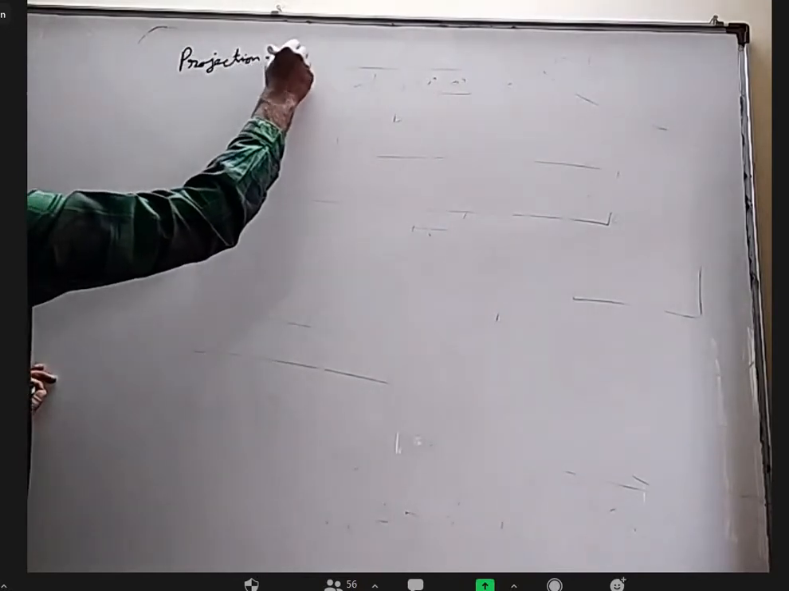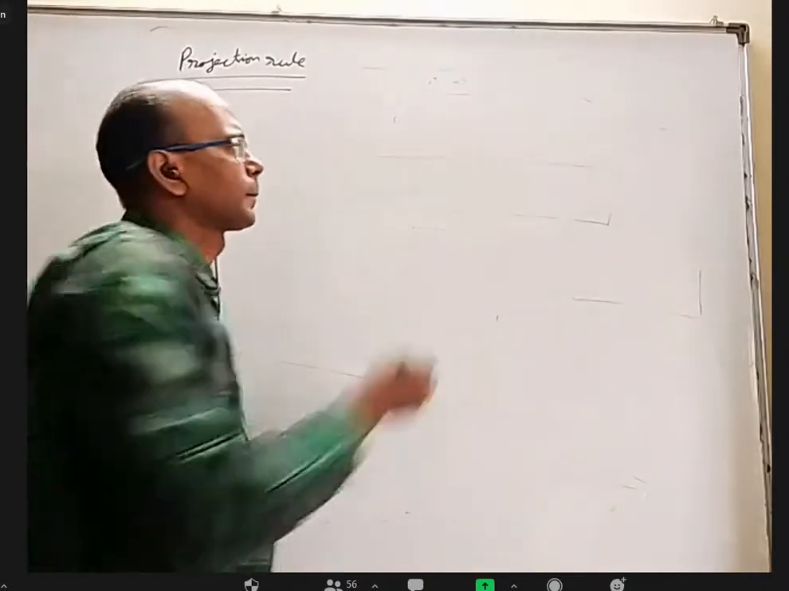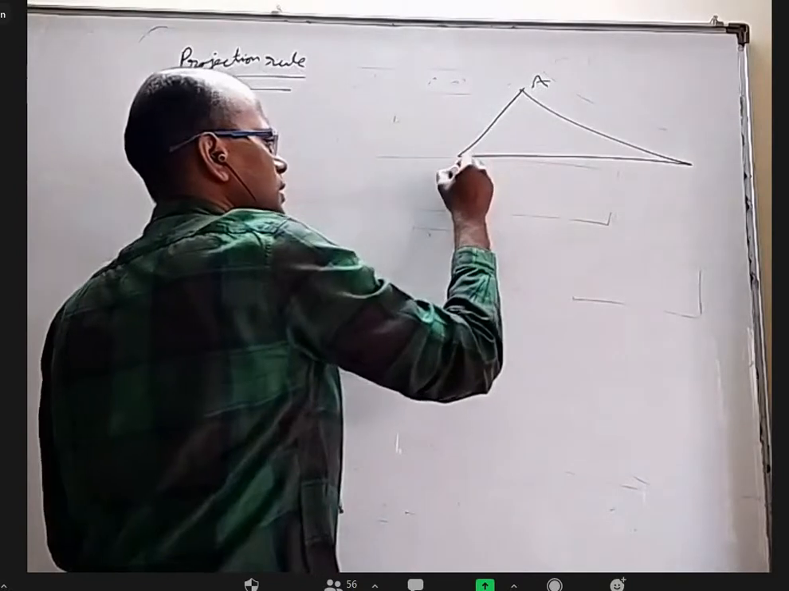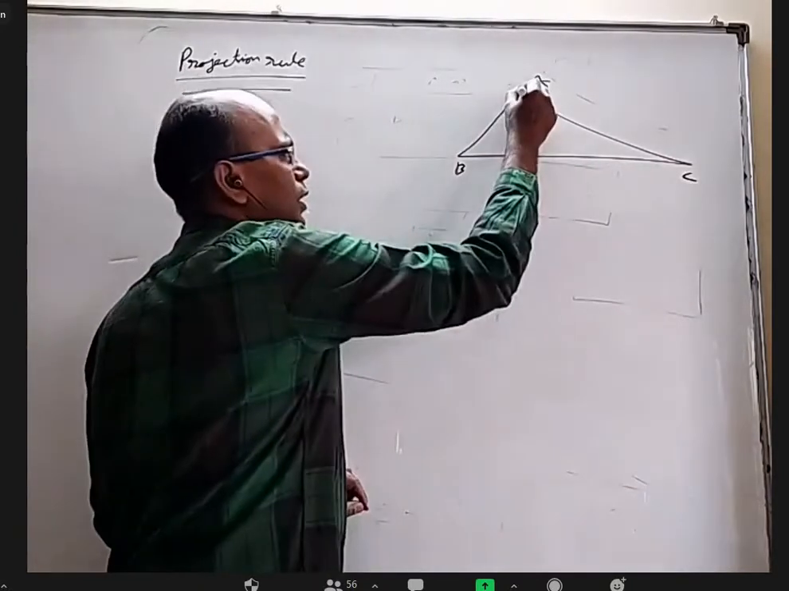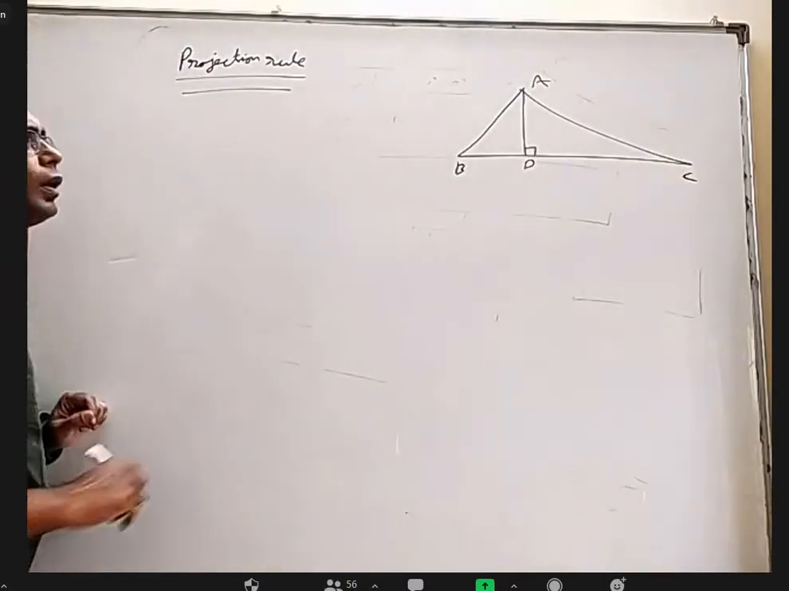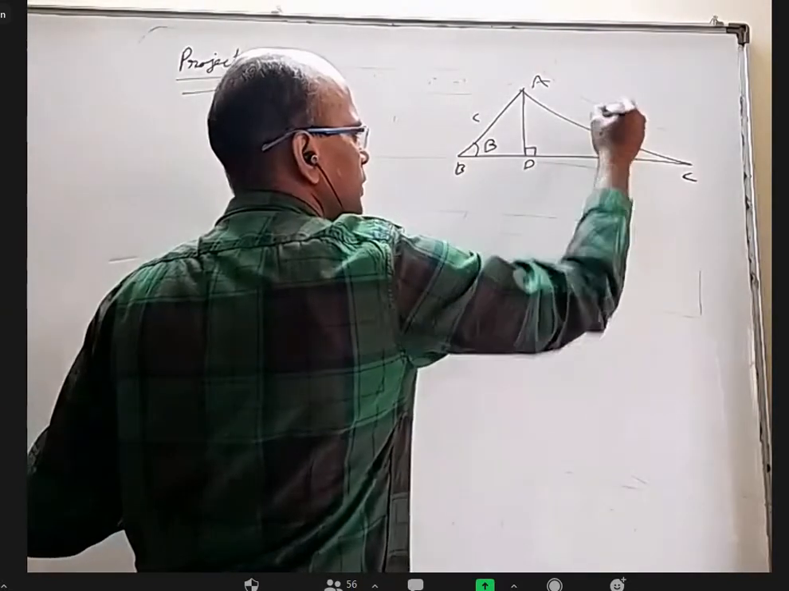Next, so three things we discussed. The fourth thing is the projection rule. This projection rule is a very simple one. Let's say this is A, this is B, this is C. I'll draw an altitude AD here. And this is small c and this is angle B. This is small b and this is angle C.